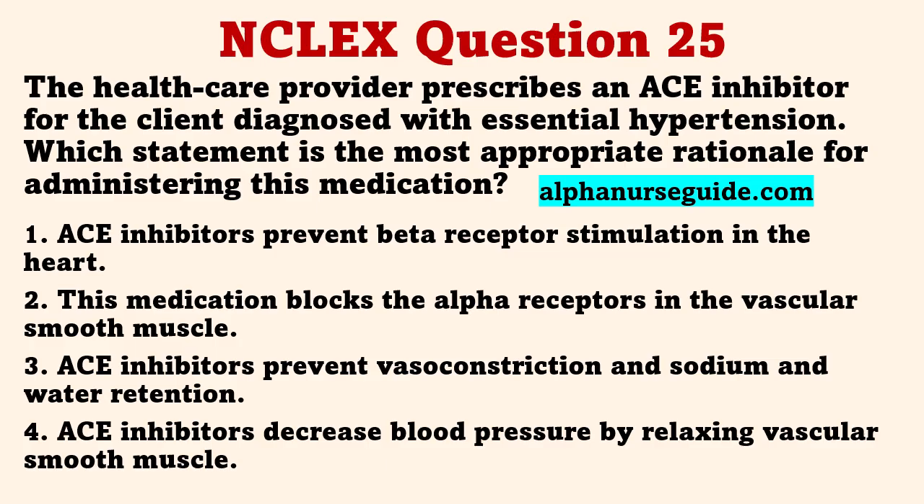Beta-adrenergic blocking agents, not ACE inhibitors, prevent the beta receptor stimulation in the heart, which decreases heart rate and cardiac output. Alpha-adrenergic blockers, not ACE inhibitors, block alpha receptors in the vascular smooth muscle, which decreases vasomotor tone and vasoconstriction. Vasodilators, not ACE inhibitors, reduce blood pressure by relaxing vascular smooth muscle, especially in the arterioles.